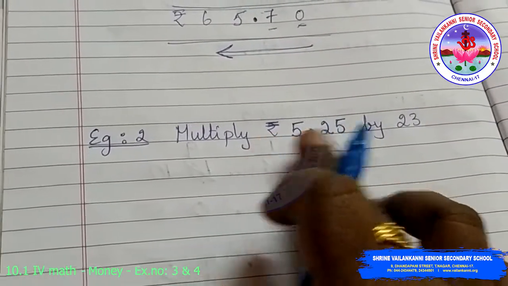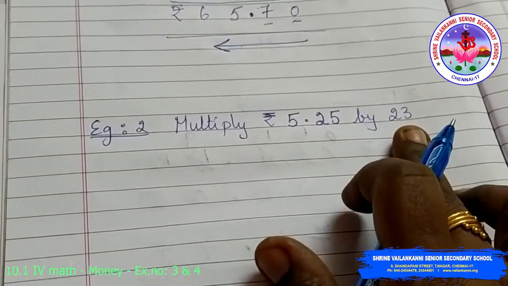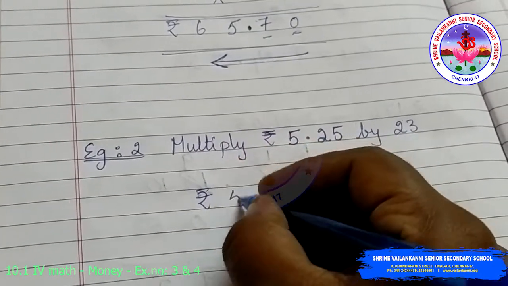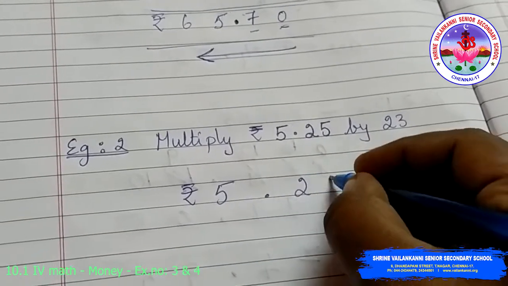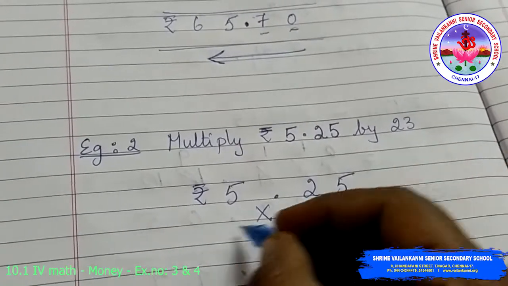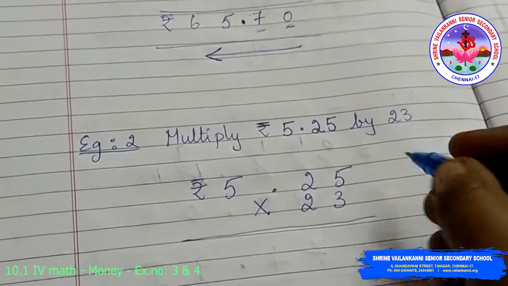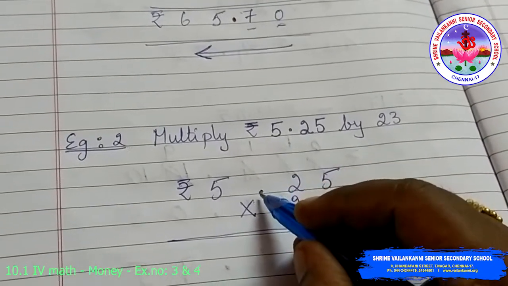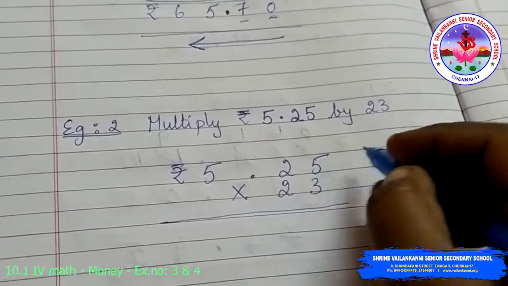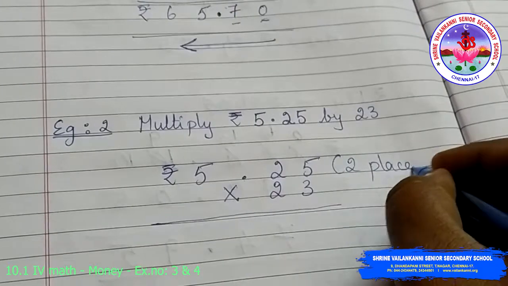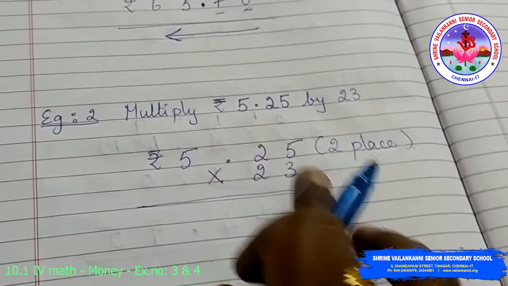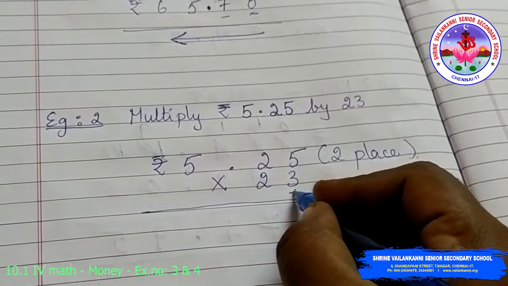Multiply 5 rupees 25 paise by 23. So it is a multiplication with a 2-digit number. Rupees 5.25 into 23. Here first we have to check after the decimal how many places there are. After the decimal 1, 2, so we have 2 places of decimal. Now forget about this decimal and do the multiplication from the 1's place, that is from 3.